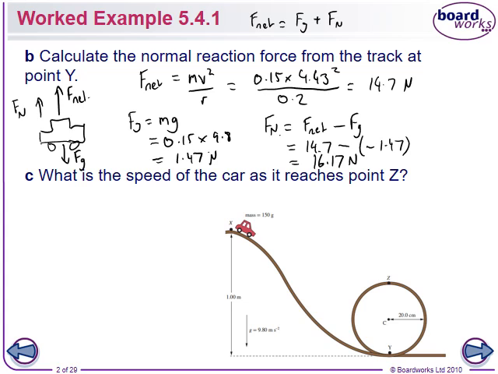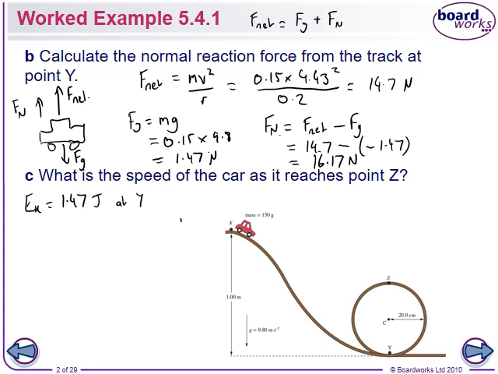Okay. So, point Z. We want to work out the speed of the car as it reaches point Z. So we've gone from point Y up to point Z. Again, we're going to need to use energy. Remember, our car had an EK of 1.47 joules at point Y. So as it goes up to point Z, some of that energy is going to be lost to gravitational potential. So it is going to slow down.